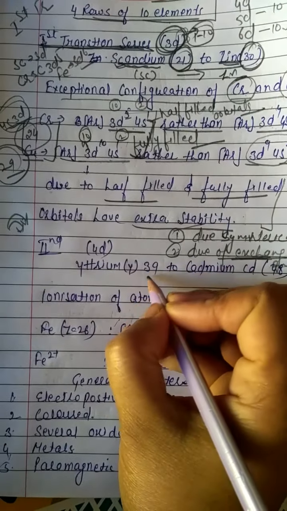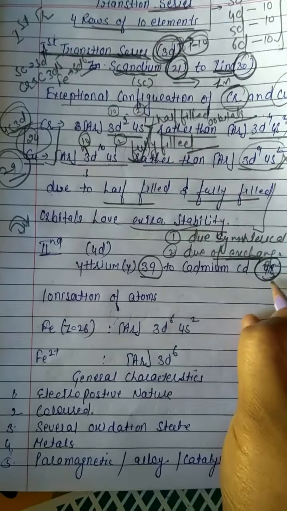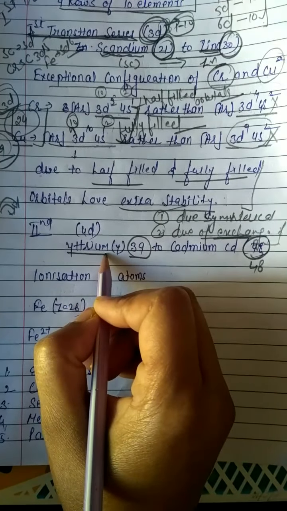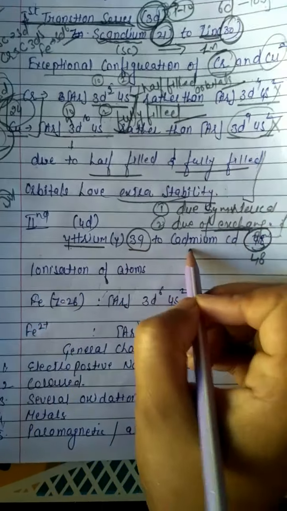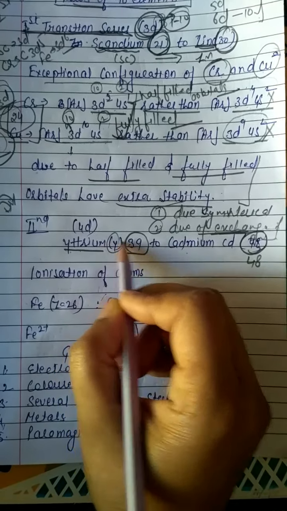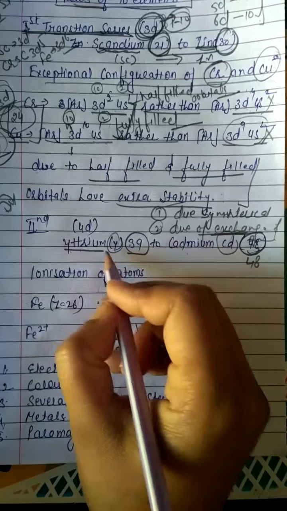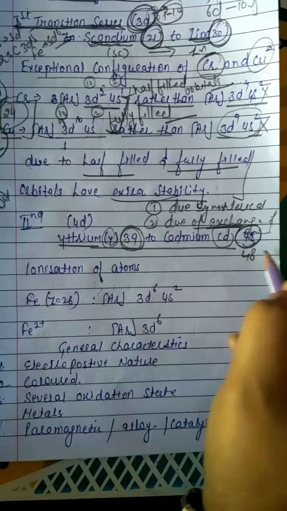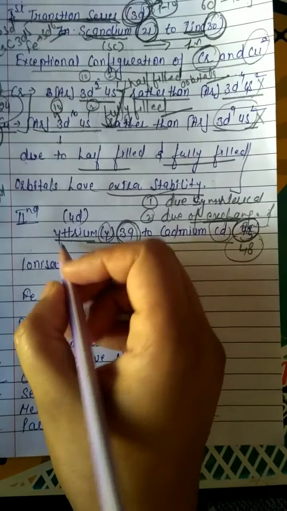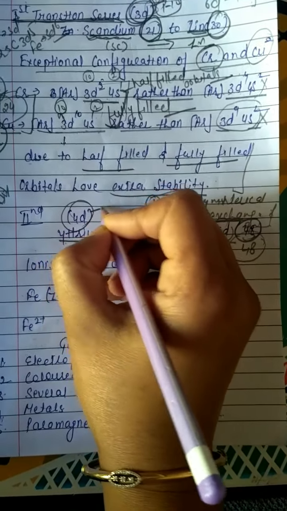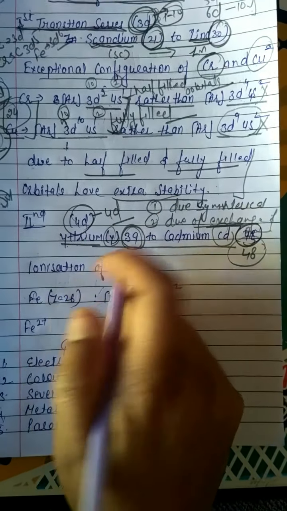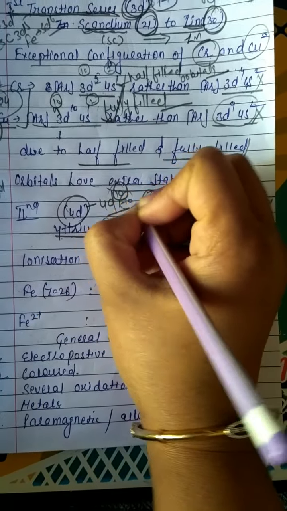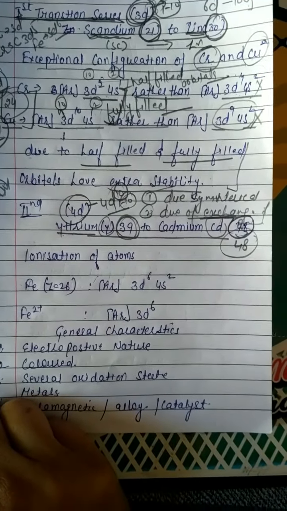The second transition series is present from atomic number 39 to 48, from the element yttrium, symbol Y, to cadmium, symbol Cd. In the case of the second transition series, we have to fill the electrons in the 4d orbital. In the 4d orbital, up to 10 electrons can be present, depending upon the element. We can write the electron configuration of each element.